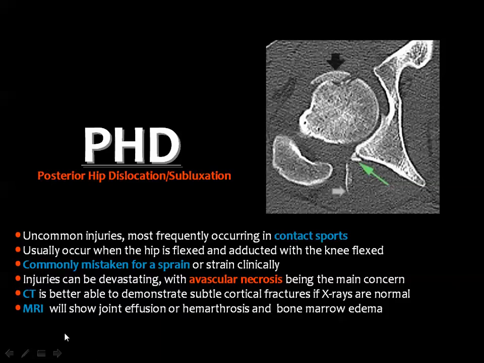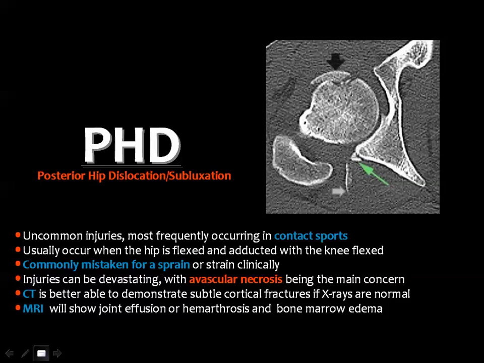The CT scan is able to demonstrate the fractures that happened on top of dislocation or subluxation of the hip. As you can see in this example, there is a fracture of the femoral head itself. There is fracture of the posterior margin or posterior column of the acetabulum, and there is another free bone fragment here.